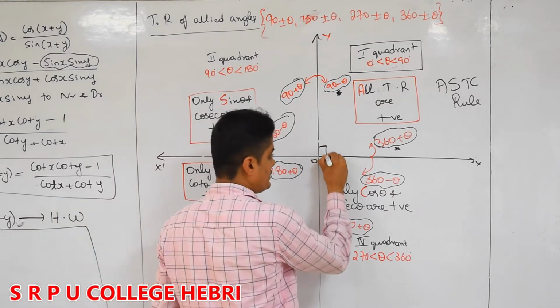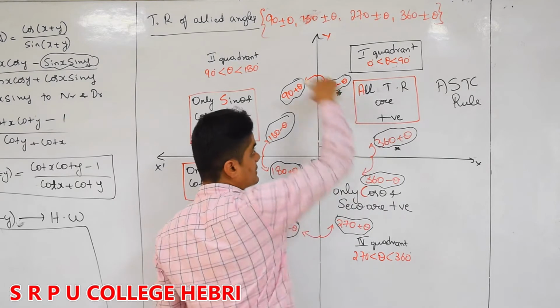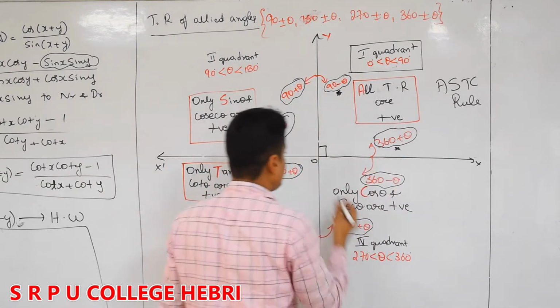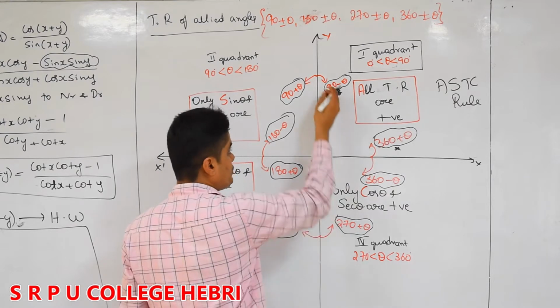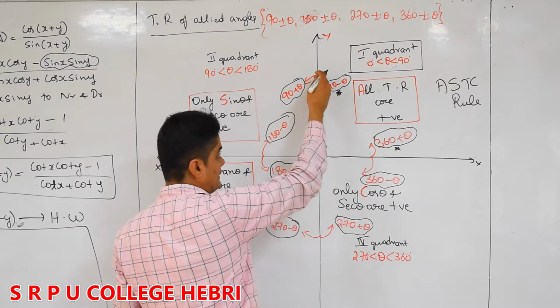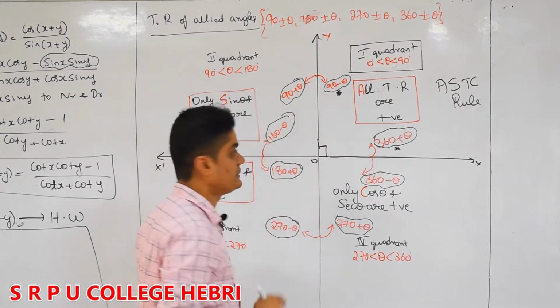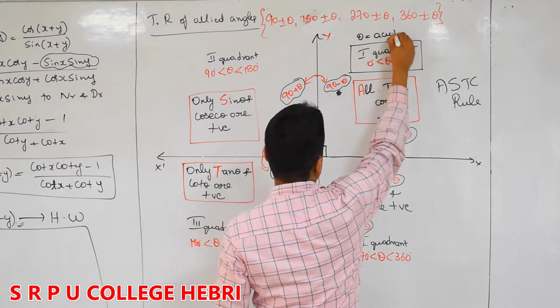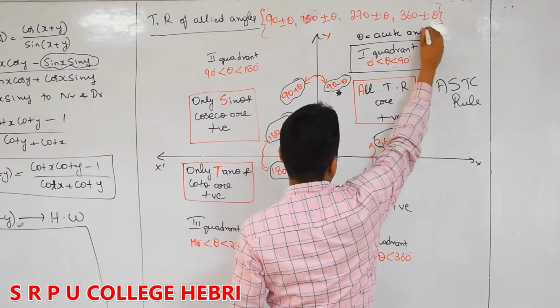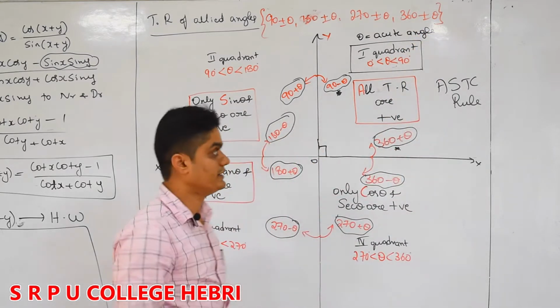Is it 90 degree? No. 90 minus theta should come back to minus theta. In the same way, 90 plus theta: if this is 90 degree and you add something to it, it will move to which quadrant? Second quadrant. Here, what is theta? Remember theta is an acute angle. I hope you know what we mean by acute angle. Angle less than 90 degree.